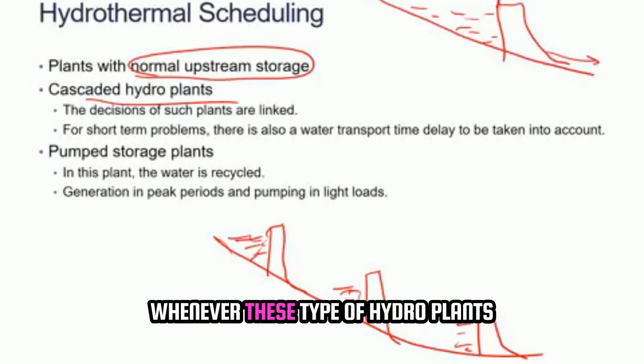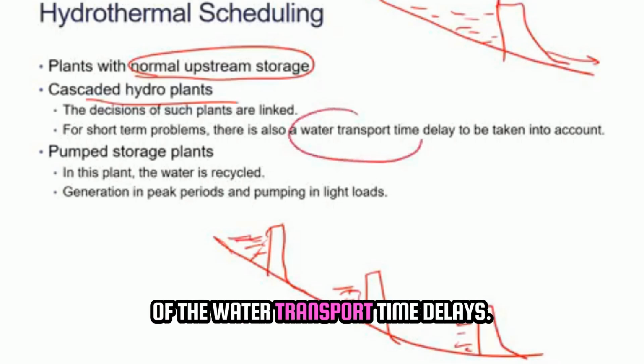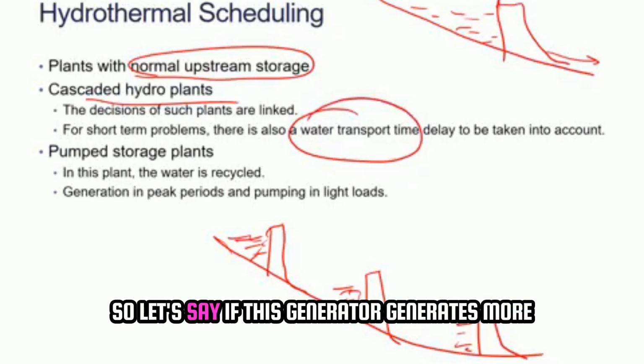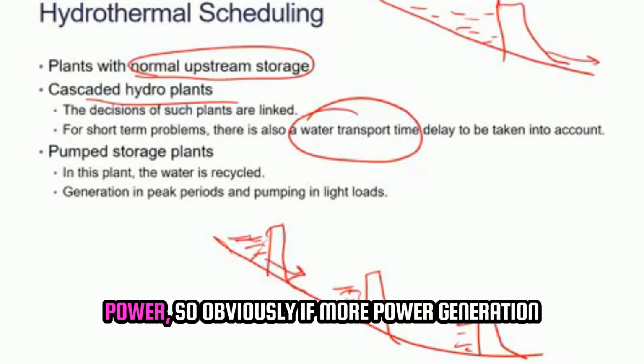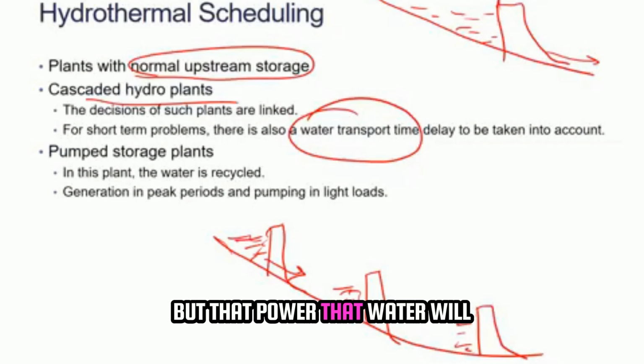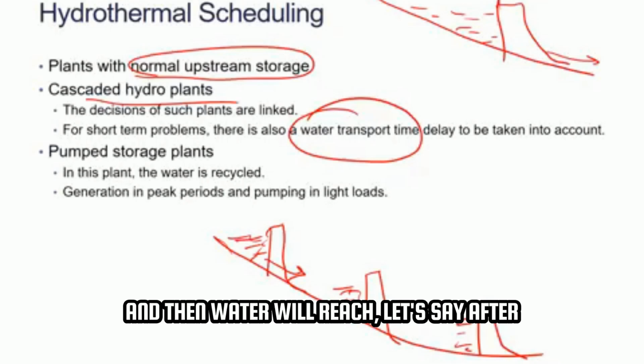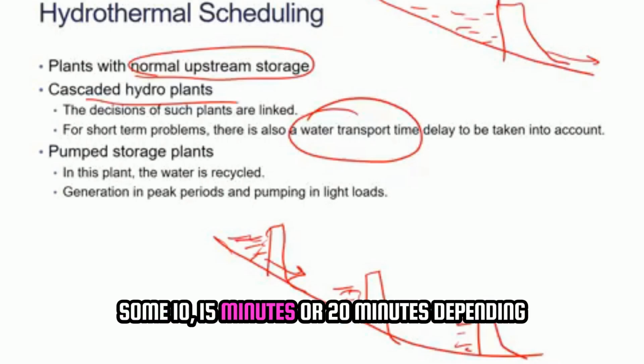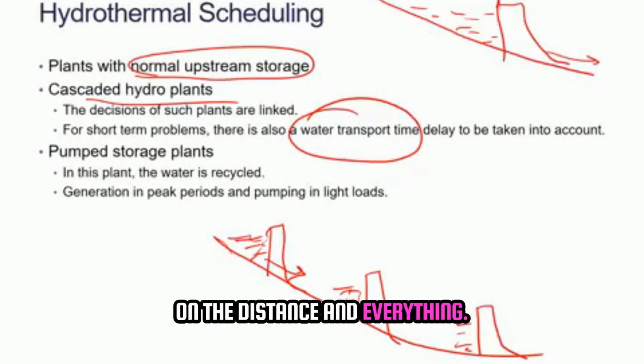Whenever these types of hydro plants are there, you also need to take care of the water transport time delays. Let's say this generator generates more power, so obviously more water has to be discharged, but that water will not reach here immediately. There will be some kilometers of distance, and then the water will reach, let's say, after 10-15 minutes or 20 minutes, depending on the distance and everything.